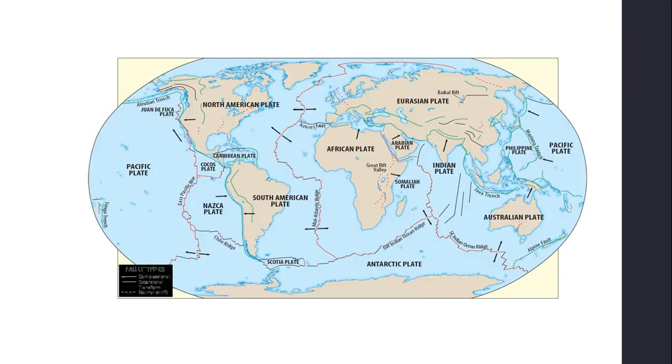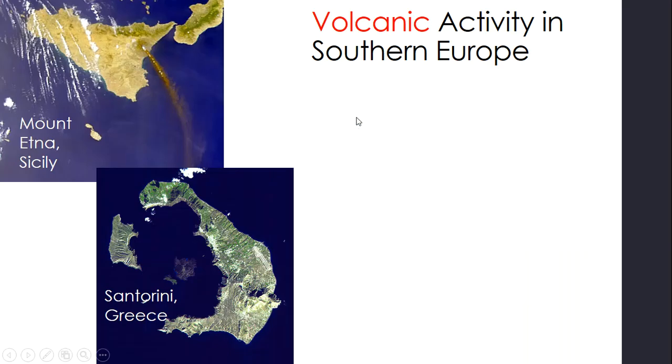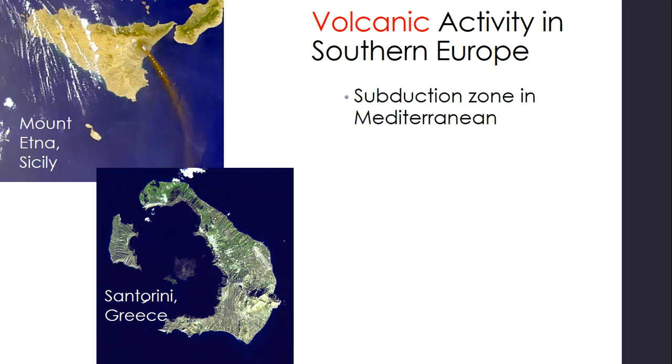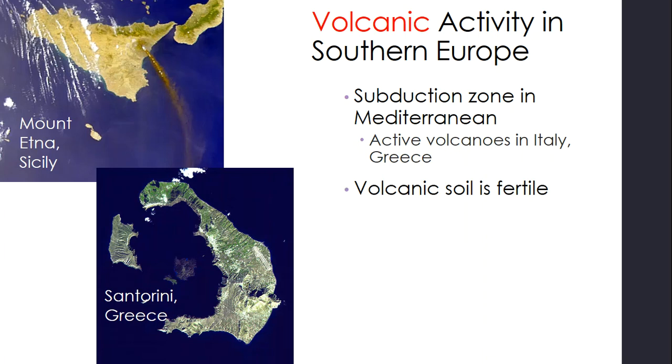So again, we see here our map of plate tectonics, and we can see the African plate is being pushed underneath the Eurasian plate and causing mountains to rise up there. We have volcanic activity in southern Europe due to a subduction zone that's happening under the Mediterranean. So we have active volcanoes you can see here, like Mount Etna in Sicily, Santorini in Greece. So again, active volcanoes in Italy and in Greece.